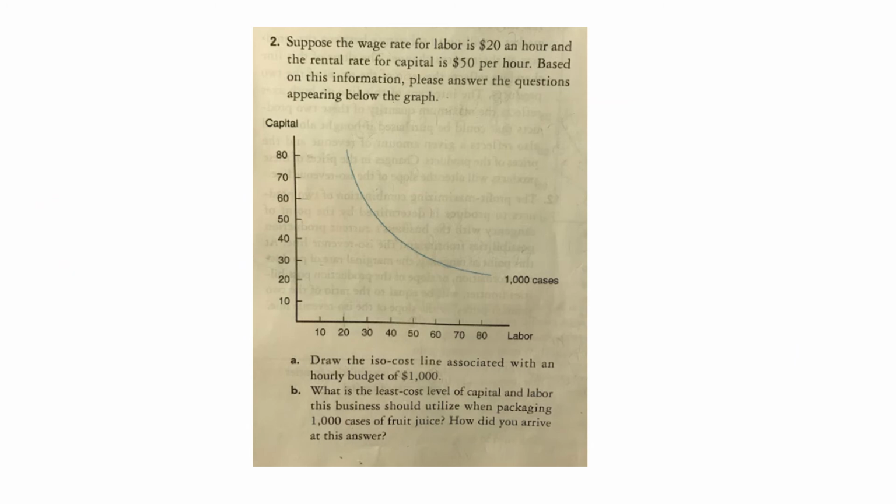So here's one of the problems that you're going to have to do for your homework. Suppose the wage rate for labor is $20 an hour and the rental rate is $50 an hour. Based on this information, answer the questions below. Draw the ISO cost line associated with an hourly budget of $1,000. Okay, so we have $1,000 to spend, and we know that the wage rate is $20.